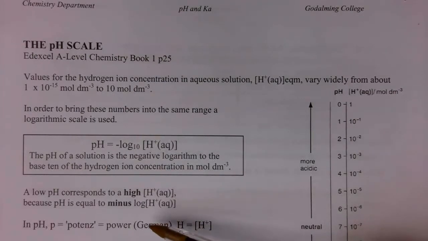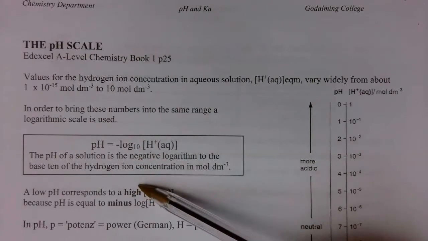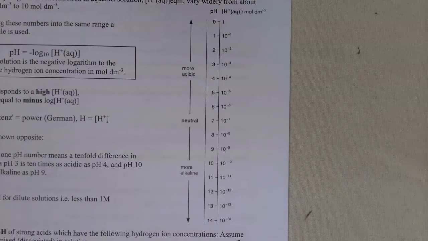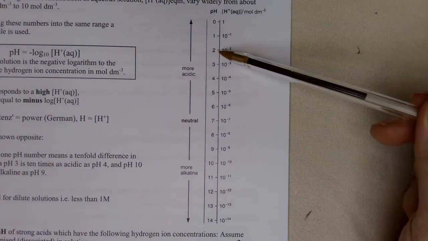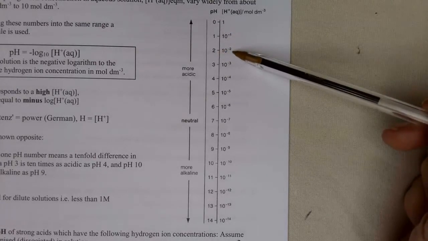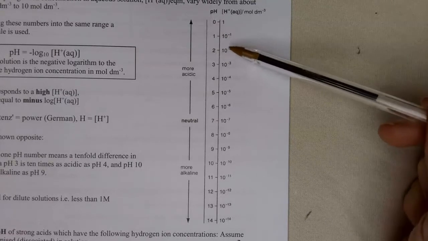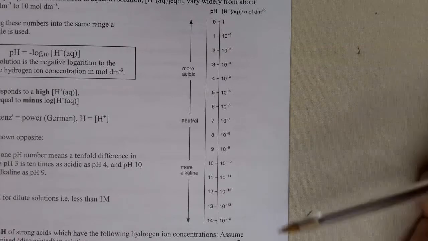Now, a low pH, because this is a negative logarithmic term, corresponds to a high concentration of hydrogen ions, and a high pH obviously corresponds to a low concentration of hydrogen ions. So if we look at the scale on the side of page 7, you will see that as we change the pH by 1, the concentration of the hydrogen ions changes by a factor of 10. So that means a small change in pH actually gives you a large difference in the concentration of hydrogen ions.